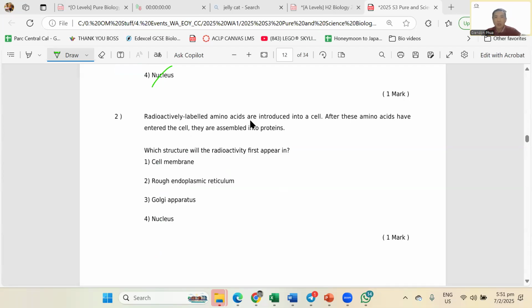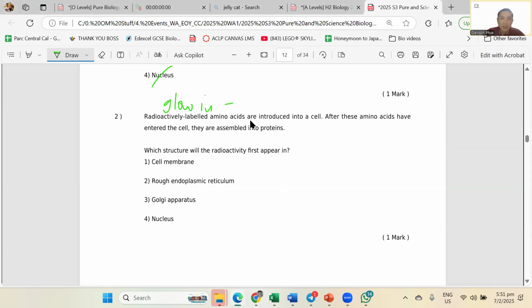Next, point number 2. This one is one of the toughest questions. This topic is the toughest when it comes to cell structure. Why? Radioactive amino acid. Why is this very scary? This one is very simple. When you see radioactive, just imagine glow in the dark. So the amino acids glow in the dark, which means what? If I put them in the cell, it's very dark, I can't see anything, but I can see where they're moving around. It's like glow in the dark, or like an AirTag.